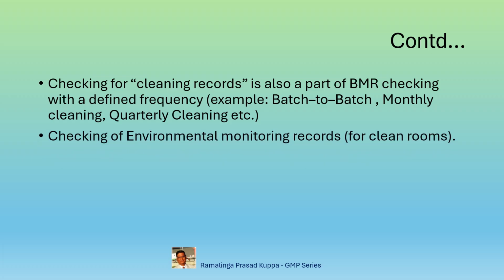Checking of environmental monitoring records for clean rooms. These records also must be checked as part of BMR review to establish that the working condition of clean rooms is okay. Checking of line clearance documents. Line clearance means that the equipment train is cleared from the previous batch and all related supplies are cleared to start the next batch or next process.